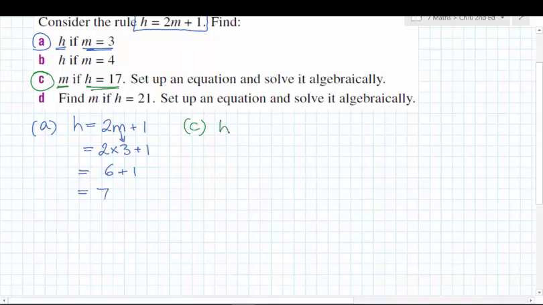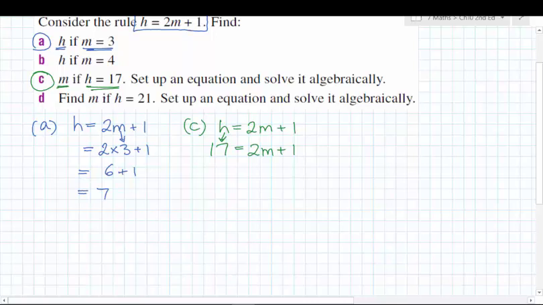and write my equation again. If h equals 2m plus 1, I'm going to sub in whatever I know. So here I've got h is 17, so wherever I see h I put 17 in there instead. So I've got 17 equals 2m plus 1. Okay, so I now have an equation that I can try to solve for m.